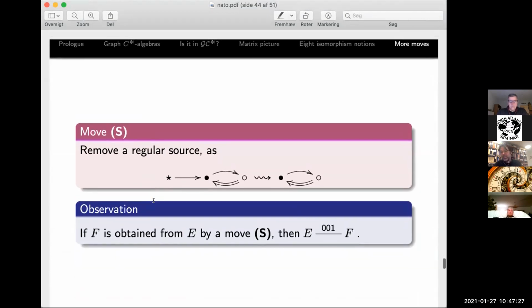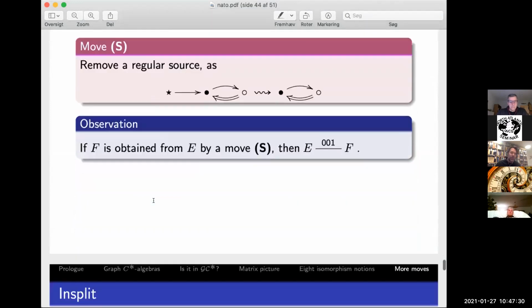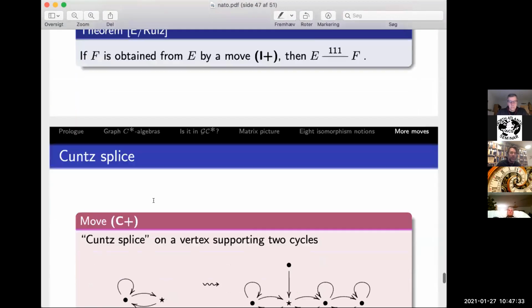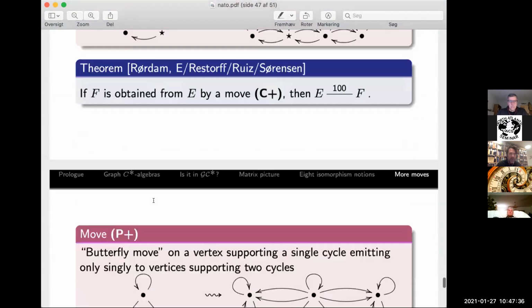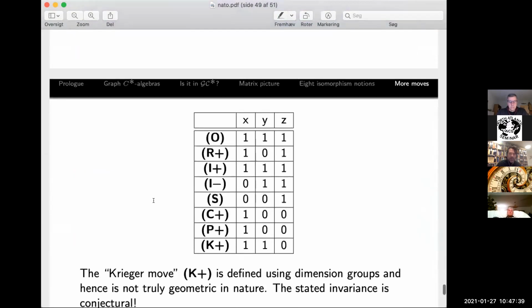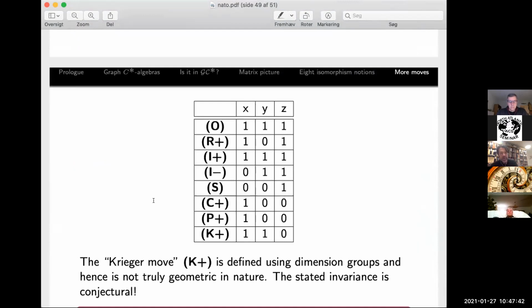So you can do more moves, right? There's something called an S move, an I minus move, an I plus move, a C plus move. This is the famous Cuntz splice, something called the P plus move, and so on. So there are various things that you can do to the graph that don't change the stable isomorphism class of the graph. And some of these moves are better than others. Outsplitting, the one that we looked at, preserves everything. A special kind of in-splitting preserves everything, but the general kind of in-splitting does not. And you can put in these moves that have various kinds of nice properties.